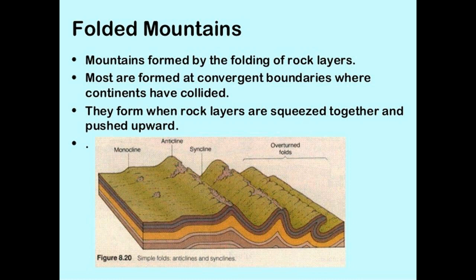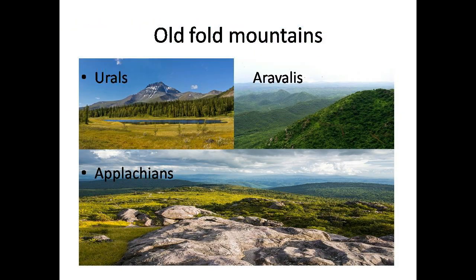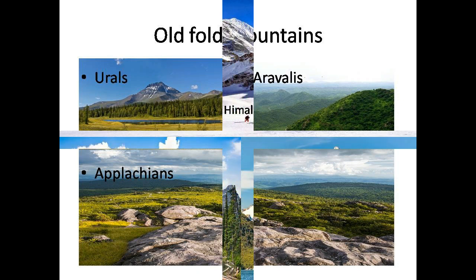Fold mountains are of two types. One, old fold mountains. Second, young fold mountains. Old fold mountains are those mountains which were formed over 250 million years ago, such as the Urals in Russia, the Appalachians in North America, and the Aravallis in India. Old fold mountains have gentle slopes and low altitude due to weathering over time.